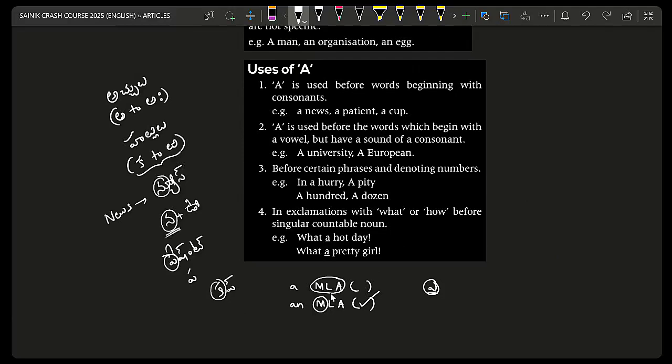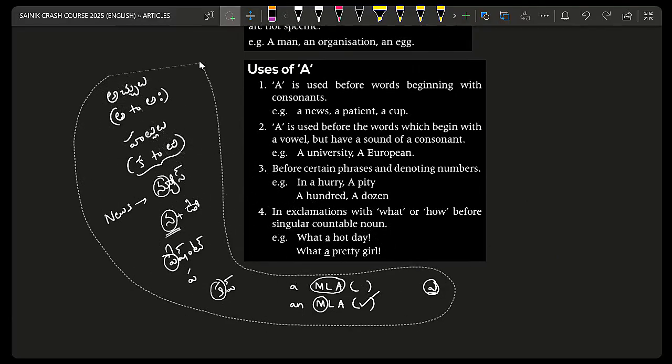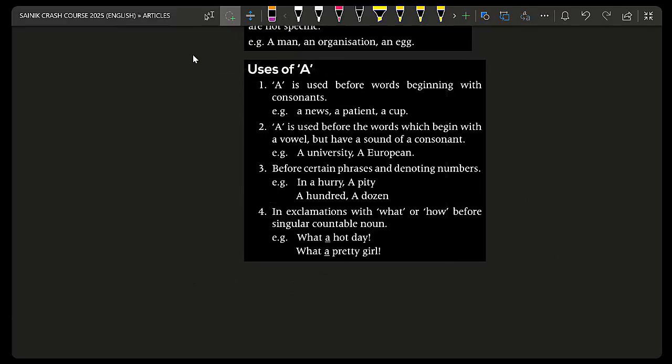So what I mean to say by this discussion is, don't concentrate on the letter. Pronunciation is important. Pronunciation you need to check. If it is a vowel sound, before that you use "an". If it is a consonant sound, before that you use "a". So: a news, a patient, and a cup.